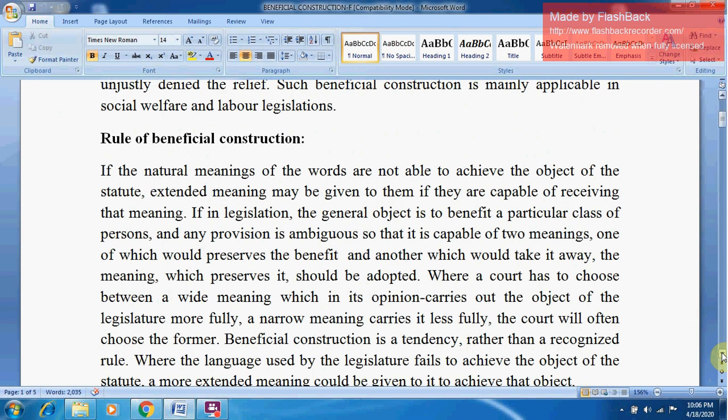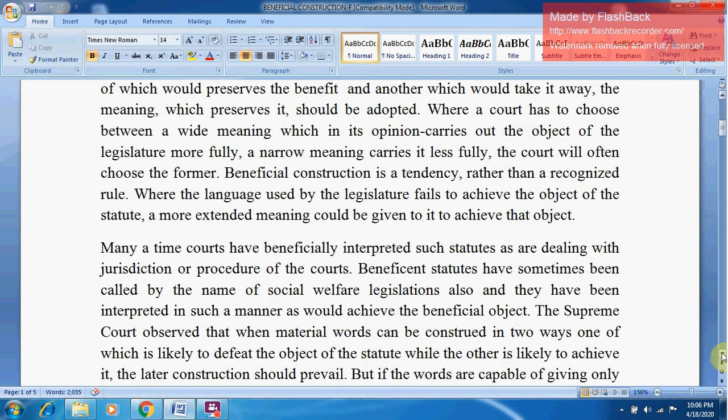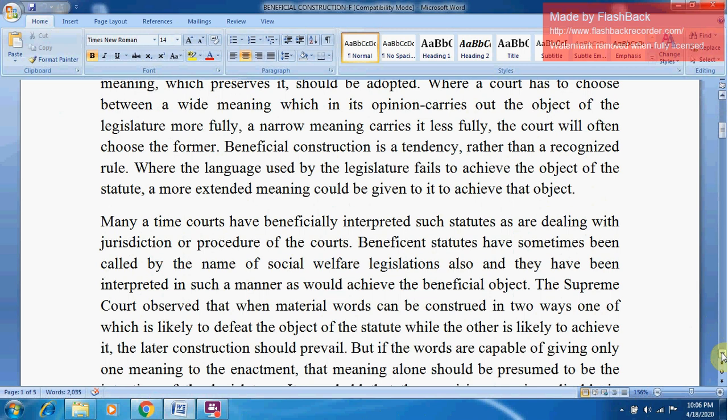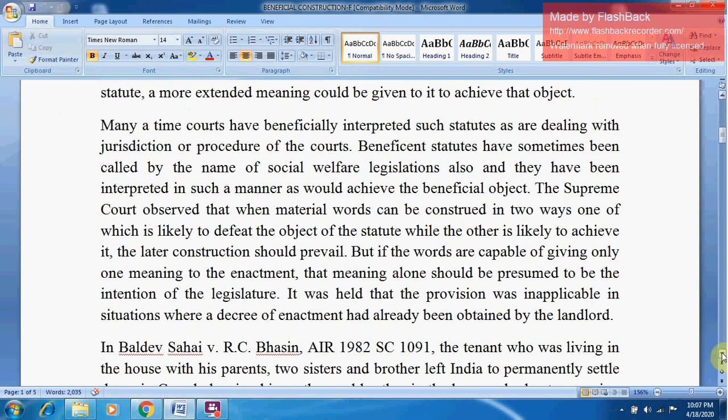Where a court has to choose between a wide meaning which in its opinion carries out the object of the legislature more fully, and a narrow meaning which carries it less fully, the court will often choose the former. Beneficial construction is a tendency rather than a recognized rule. Where the language used by the legislature fails to achieve the object of the statute, a more extended meaning could be given to it to achieve that object.